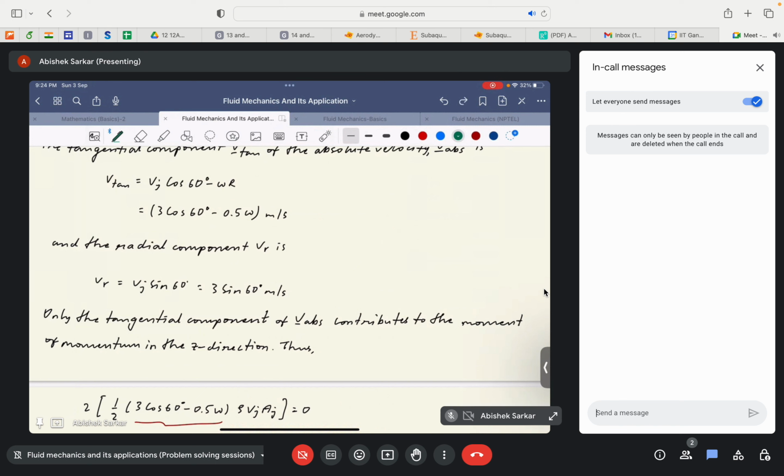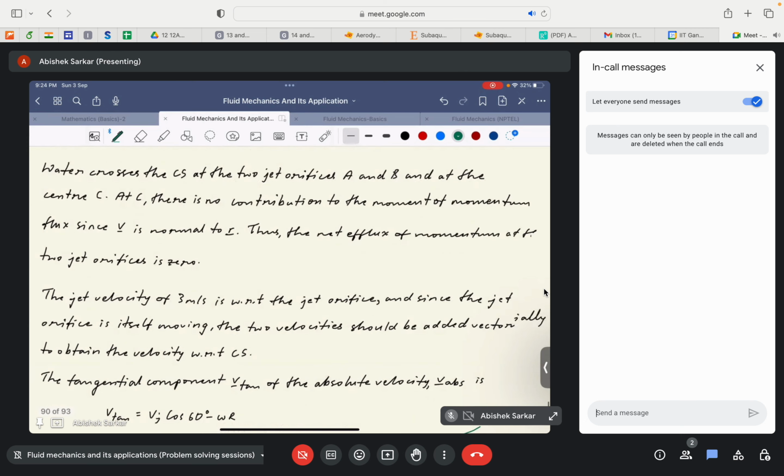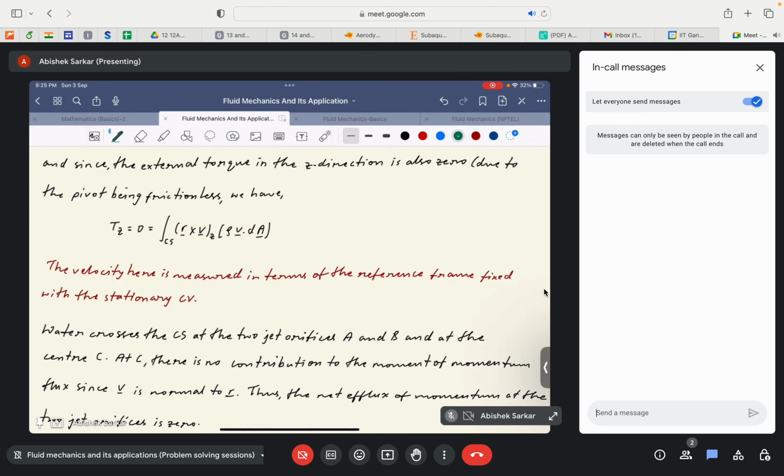Let me make it simpler. If you are considering a cylindrical rod, and we are applying a shear force along its circumference, the net torque would be equal to the tangential force and the perpendicular distance. Even if there's a radial force, it won't come into the picture for the evaluation of net torque. It's only the tangential force, so it is r cross Ft. Similarly, it's only the tangential component of velocity that would contribute to the net angular momentum of this water sprinkler, and this is what we need to consider while evaluating the net flux through our control surface.